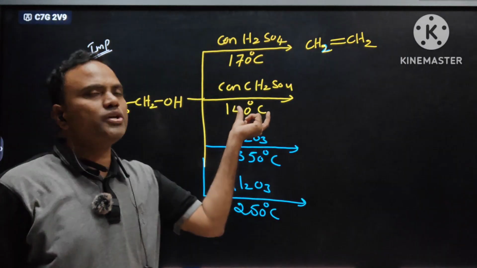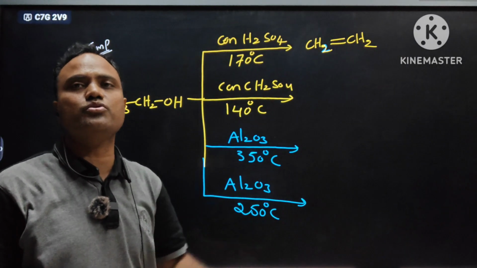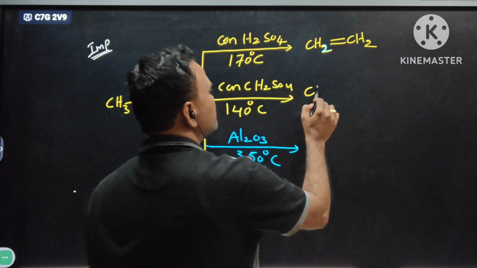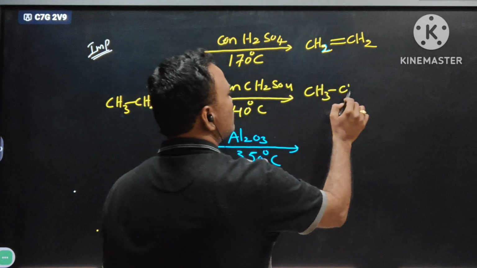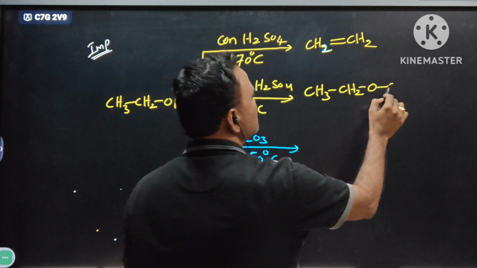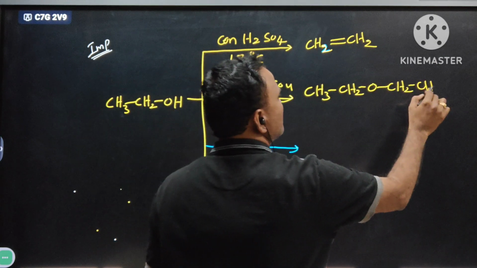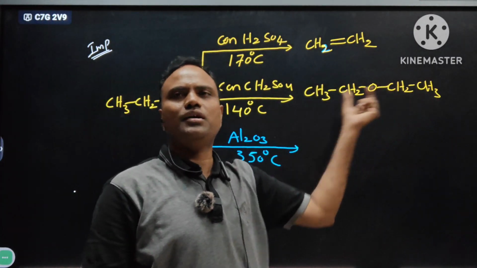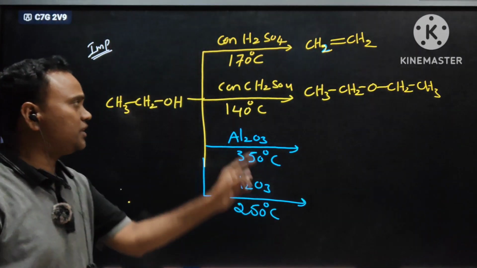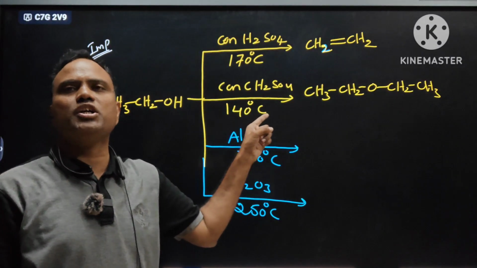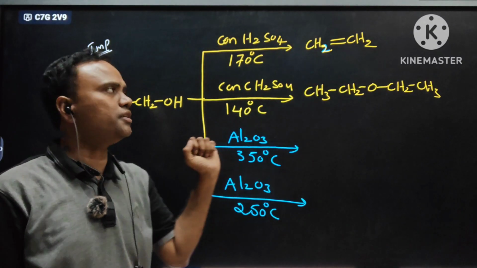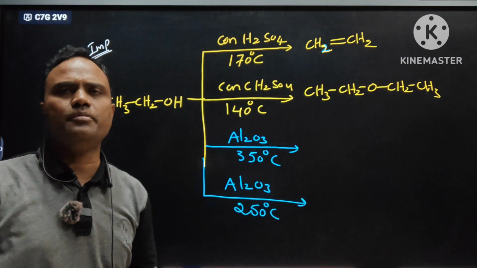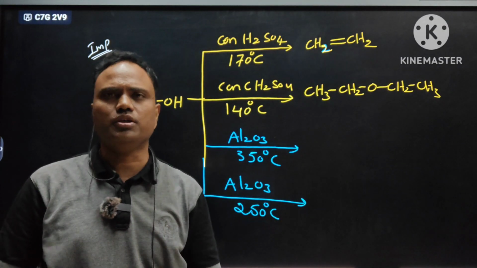When we decrease the temperature, instead of elimination, substitution takes place to produce ether. Very, very important. I'll tell you a shortcut mechanism to remember this. Ether formation takes place: ethyl and ethyl, diethyl ether, at which temperature? 140 degrees centigrade. At 170, alkene is formed by the elimination of water.